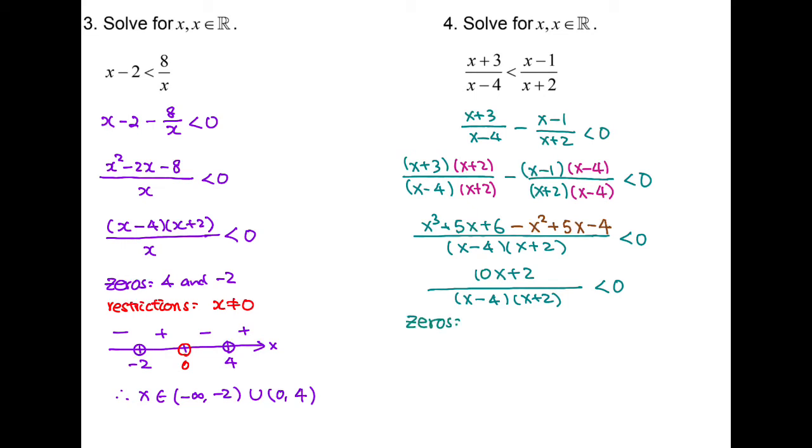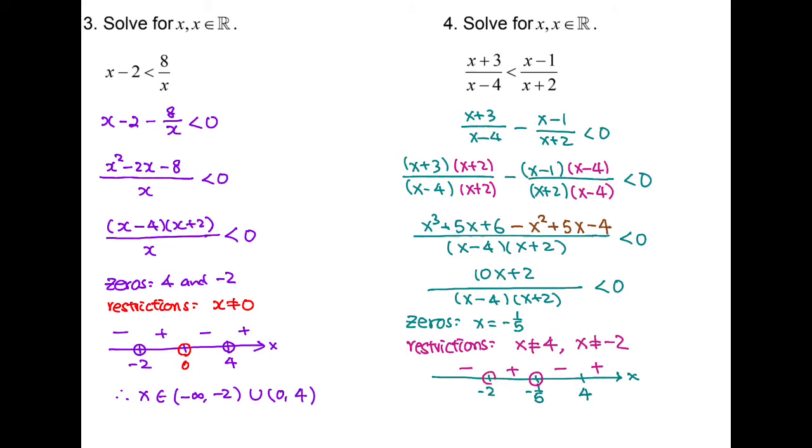10x plus 2 equals 0 means x can be -1/5. Restrictions. x minus 4 cannot be 0 means x cannot be 4. And x plus 2 cannot be 0 means x cannot be -2. Next, let's construct a number line and check the positive negative sign for each interval. Starting from the most right-hand side, it will be positive, negative, positive, negative. Since there's no equal sign on the inequality, the zeros will not be included, and the restrictions will not be included either.